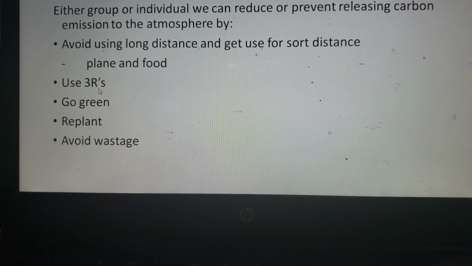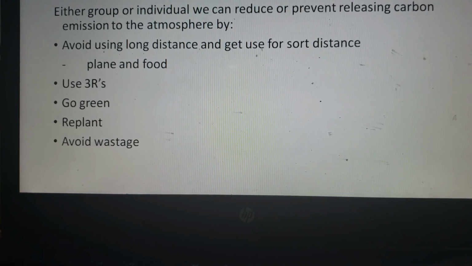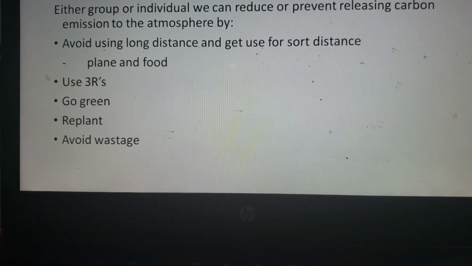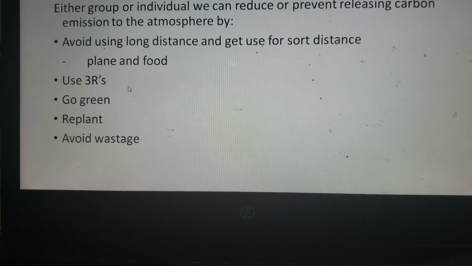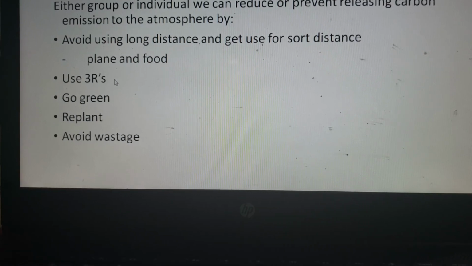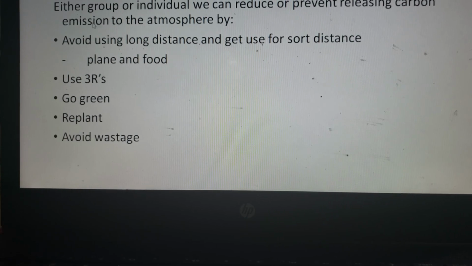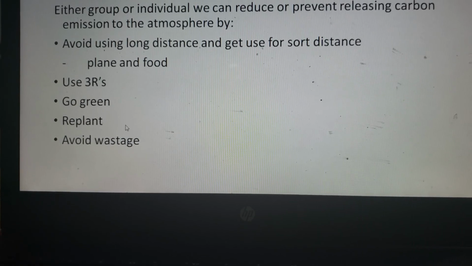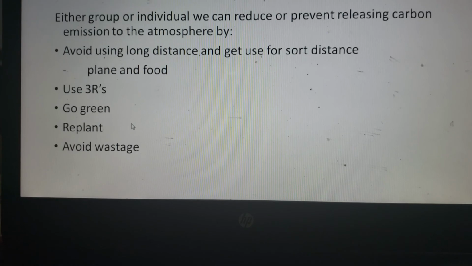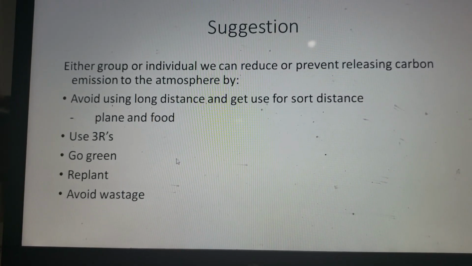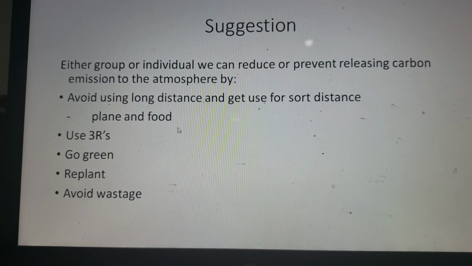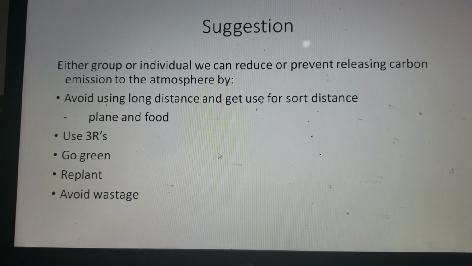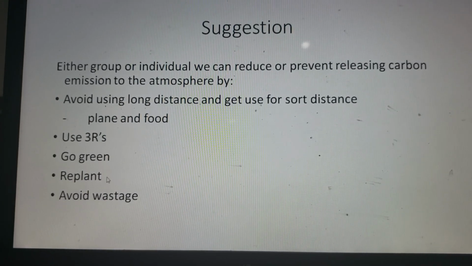Or use the 3 R's: reduce, reuse, recycle. Whatever we use, for those who can reuse something or recycle material, that can help reduce carbon emissions. Go green and replant trees where you go. Even though, for example, you travel from Germany to the Solomon Islands, if you have time, you can replant a tree there.